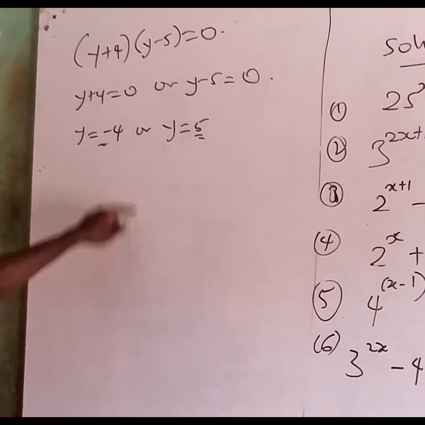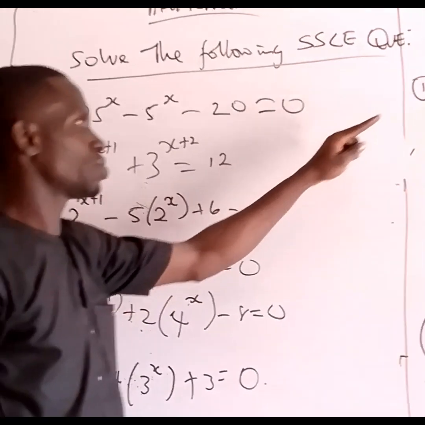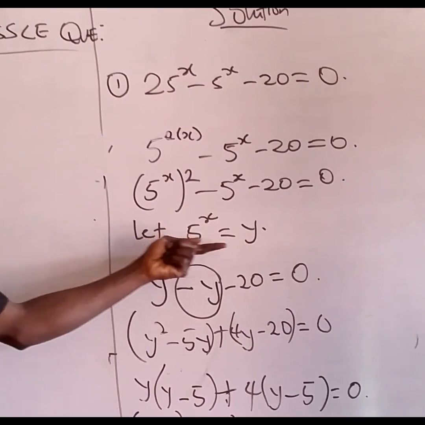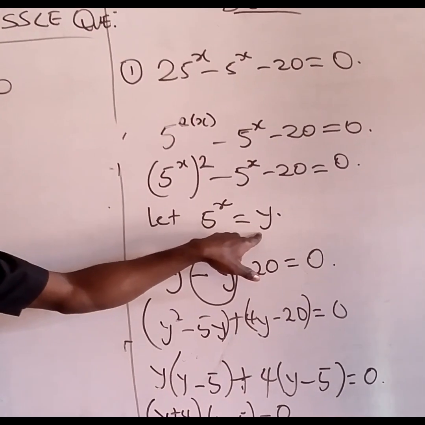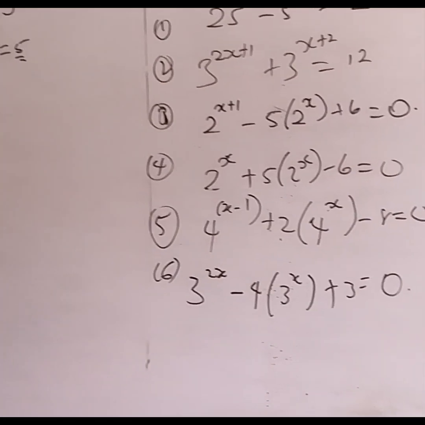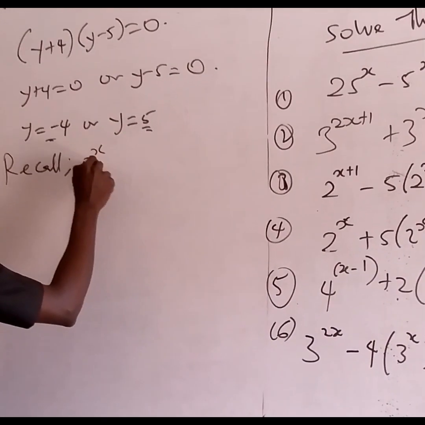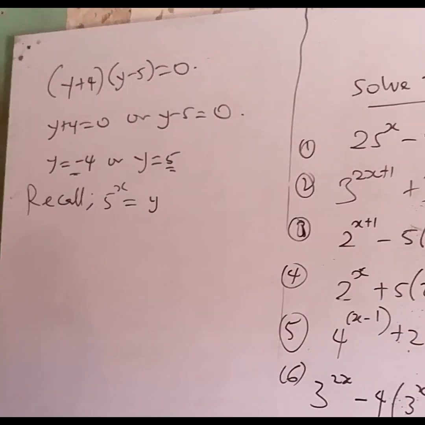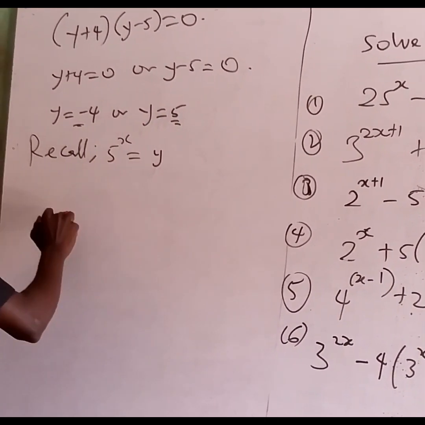Mind you, our question did not tell us to find y. Let's go back to the question. We have to find x, not y. So this is where y comes to play. What you do is substitute for y from this place. Recall that 5 raised to power x equal to y. Of course, we cannot use negative, so you are going to pick the one with positive.